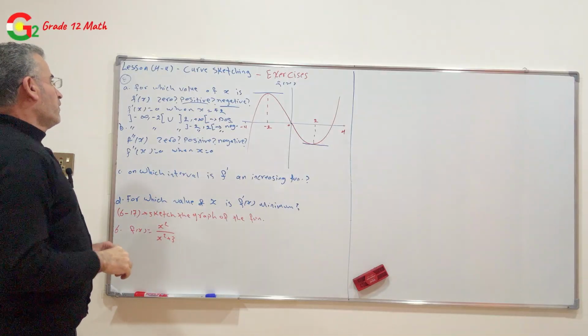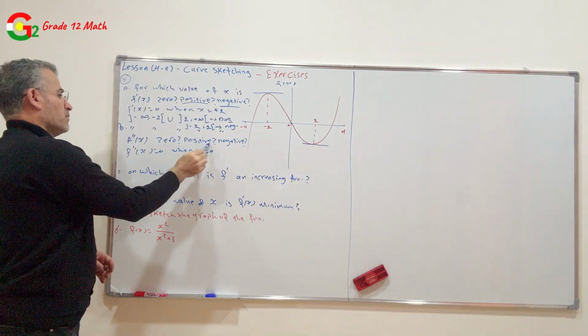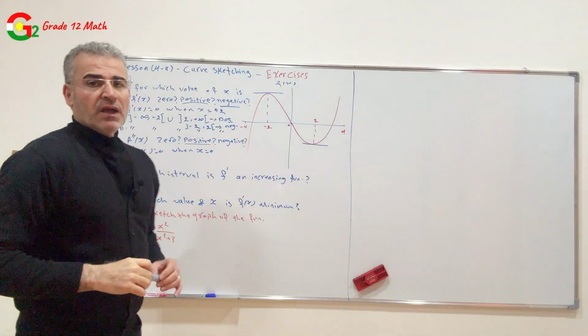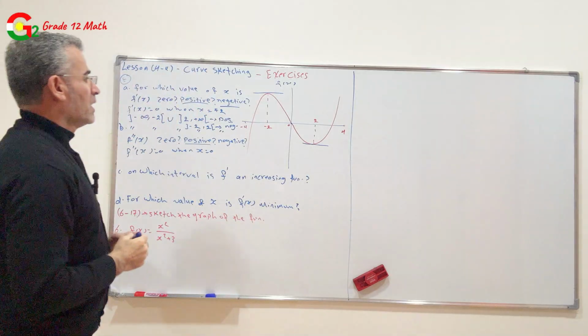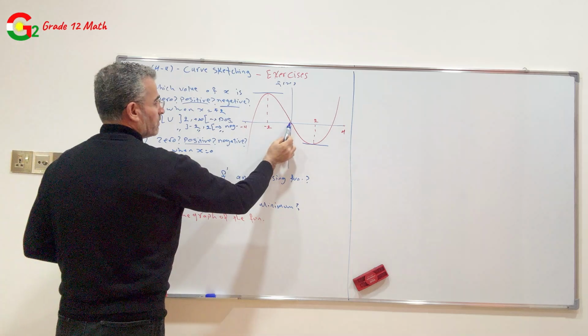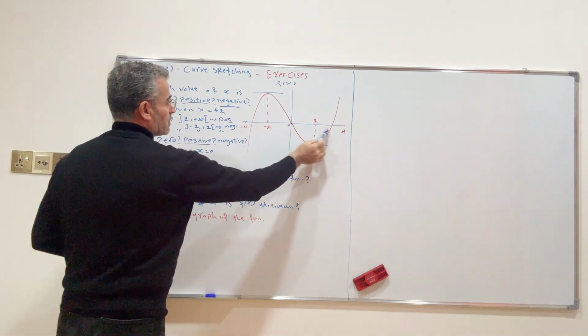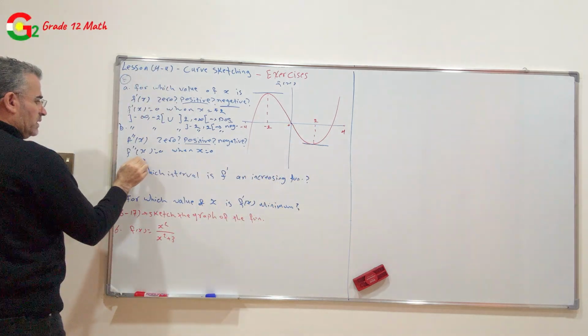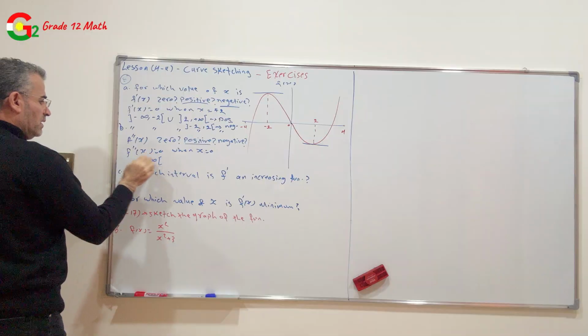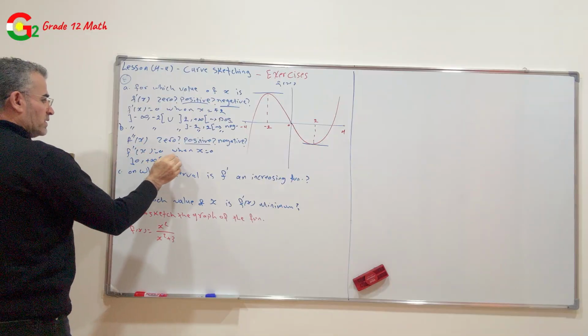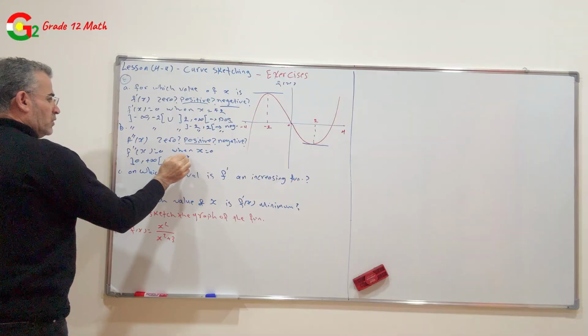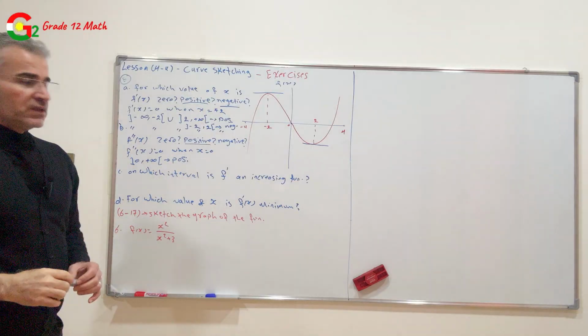For which values of x is f double prime positive? f double prime is positive when the function is concave, and the function is concave in the interval 0 to positive infinity. In 0 to positive infinity, the second derivative of the function is positive.